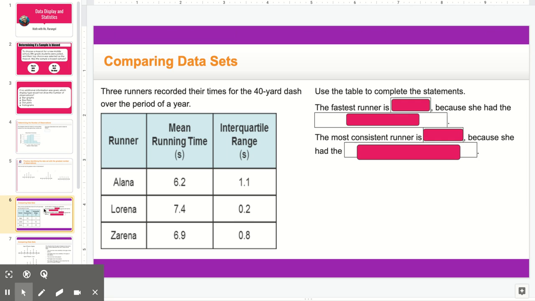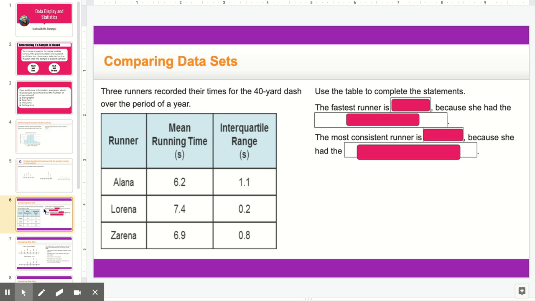Okay, this next one, it says 3 runners recorded their times for the 40-yard dash over the period of a year. Okay, so we need to think about runners. When someone is running, do you think that if they run for a really long time, so say you have your mile run, we have one person that runs for 10 minutes, that finishes it in 10, and another person that finishes it in 8. Okay, so the person who runs it in 8 minutes is actually having a faster time. Okay, so we need to think about that for the runners.